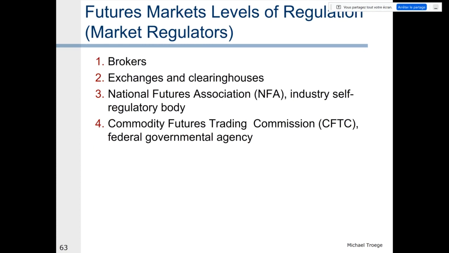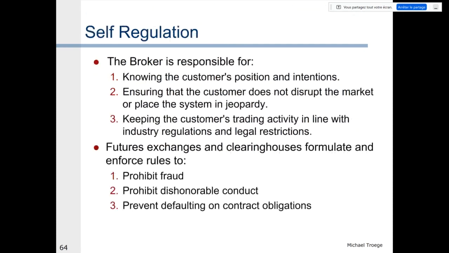So the CFTC is a very high-level regulator. They basically supervise the NFA, and the NFA then supervises the brokers and the exchanges and the clearinghouses. And the exchanges and the clearinghouses are also supposed to be part of the regulatory system, because they also have to verify a lot of things so that the markets can function smoothly.